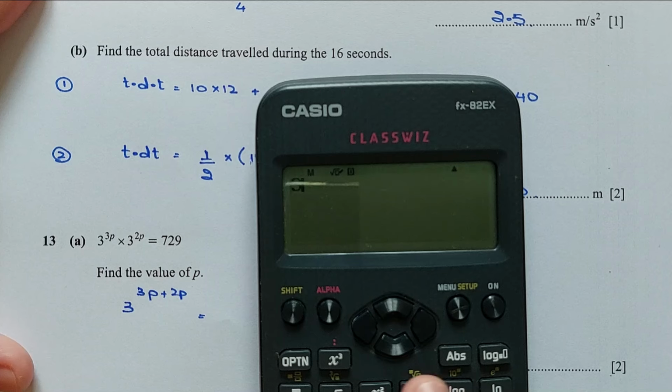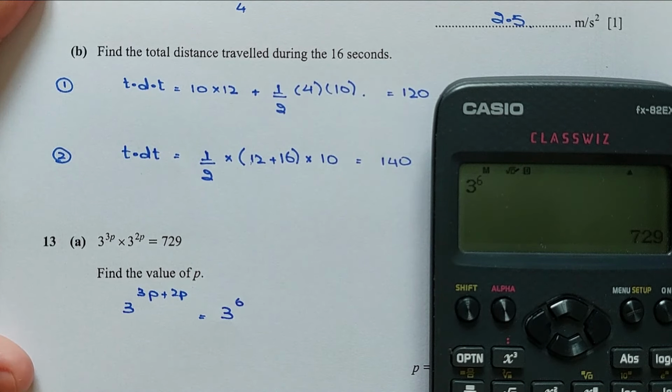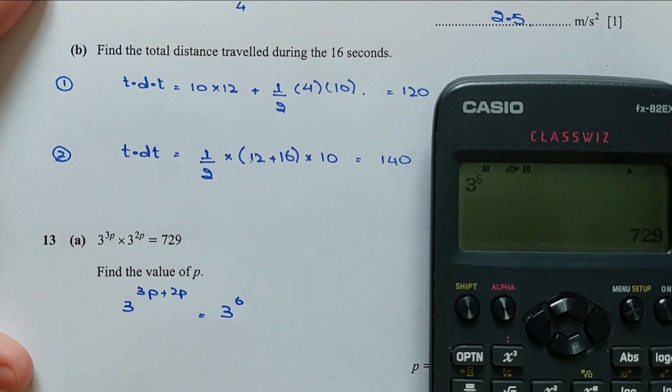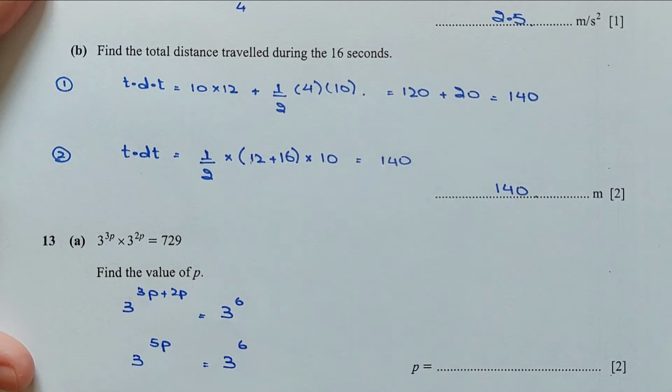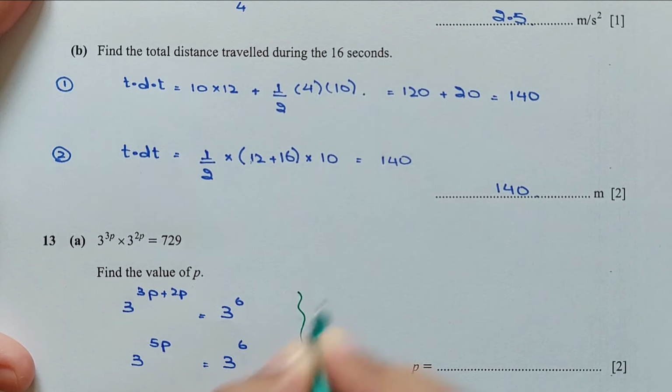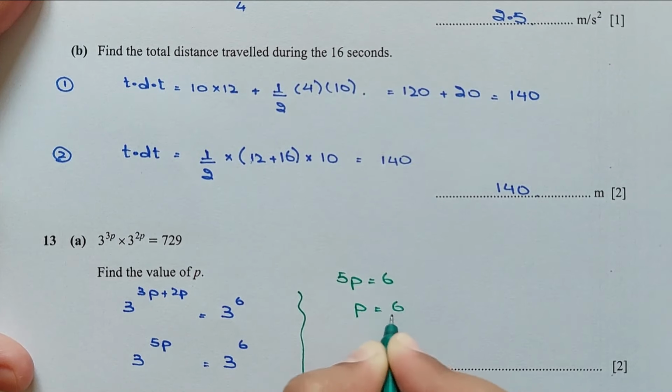729. Wait. 3 exponent 6 is 729. So on both sides of equality, we have the same base 3. We can just compare the powers and solve for p. So let me do one more step. 3 to the power of 5p equals 3 to the power of 6. Now we can compare the powers. 5p equals 6, right? 5p equals 6 and the value of p is going to be 6 by 5.